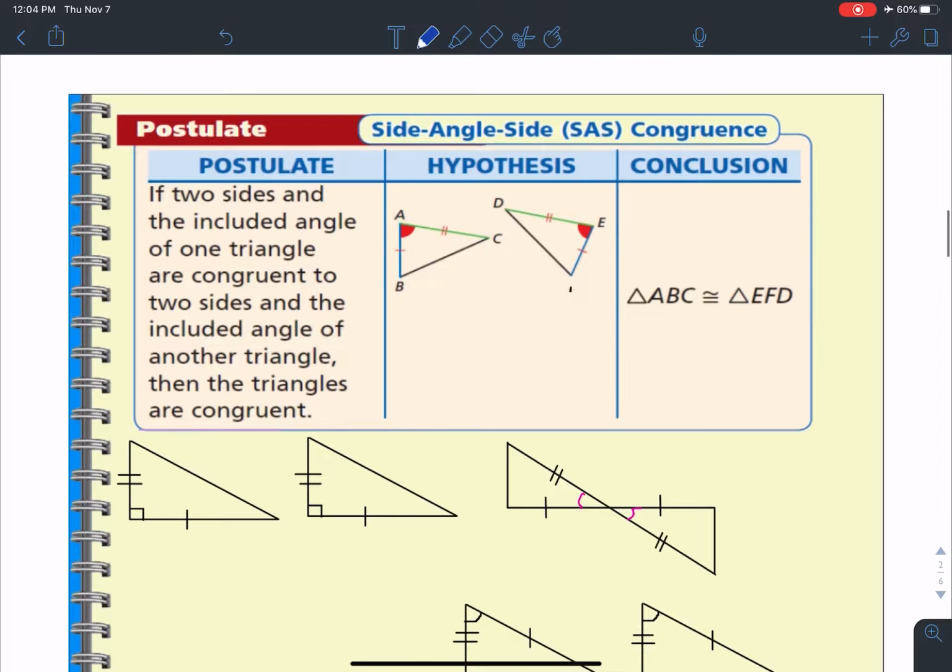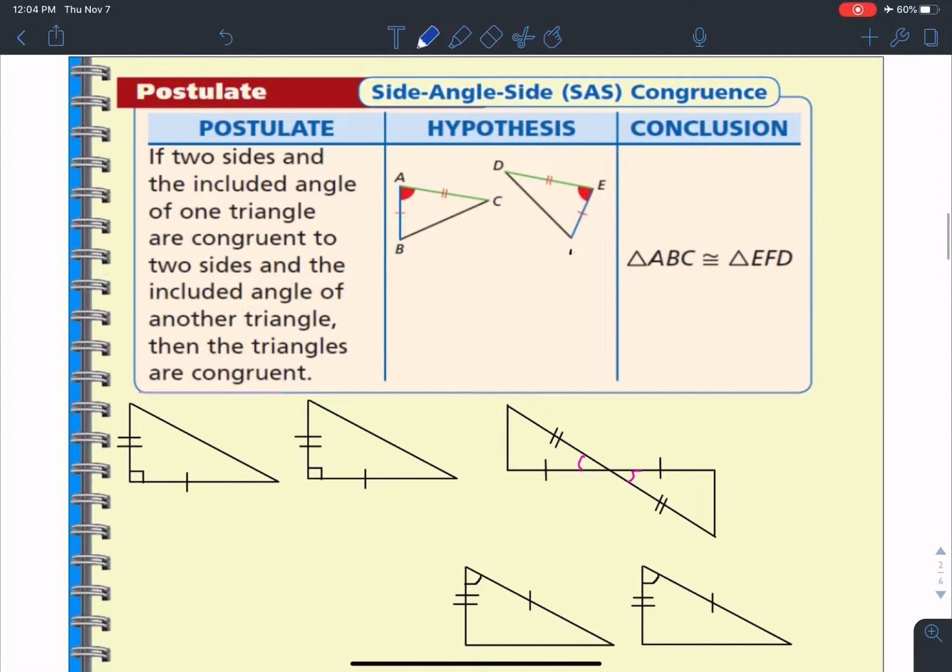The next one, side, angle, side, where that angle is in between the two given sides that are congruent. So in the first picture over here, you can kind of see that it was a right angle between them. And then this second picture, you can see that I've already marked these angles. These are vertical angles. So you can see that it's side, angle, side in order. And then the bottom picture kind of shows you separate, but not a right angle.